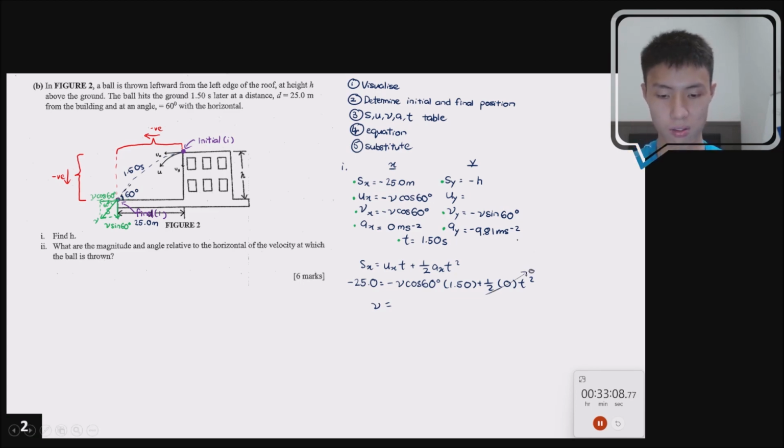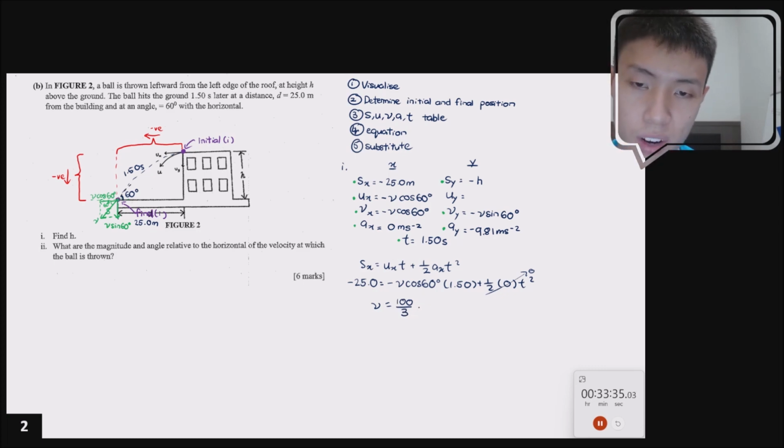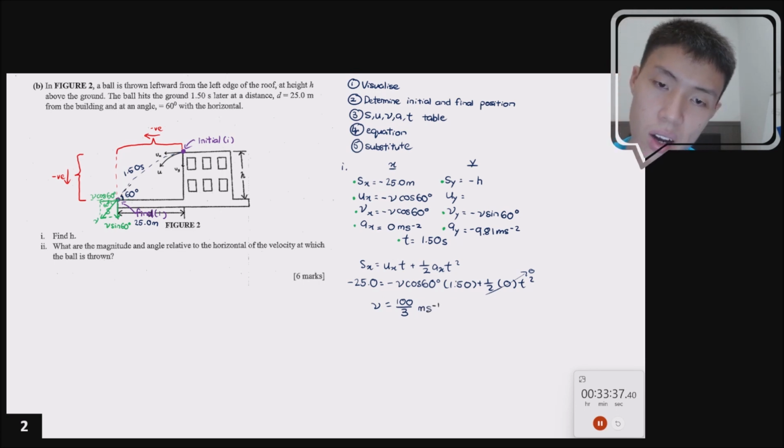Okay, negative 25 divided by 1.50 divided by cos 60 degree, the sign. So it's 33.33333. Okay, so we call it 100 over 3. I'm not writing it in decimal because this is not the final answer that I want. I still need to use it, so better keep it in fraction form. Okay, so we get v right now, and v is the thing that we want to insert here.